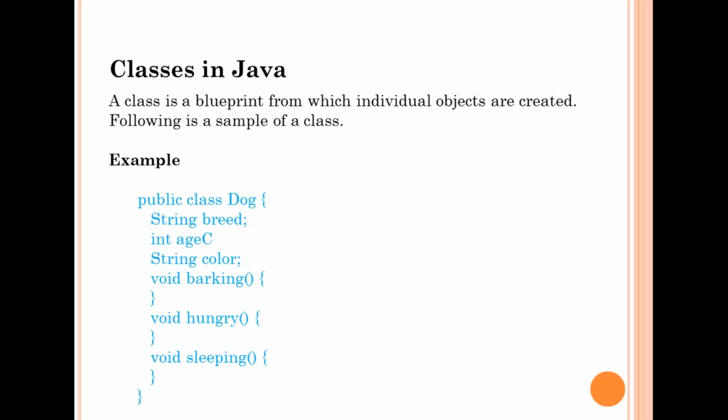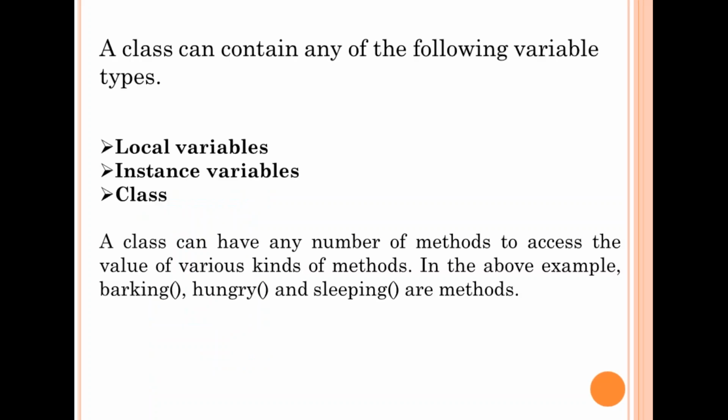A class can contain any of the following variable types. Local variables: variables defined inside methods, constructors, or blocks are called local variables. The variable will be declared and initialized within the method, and the variable will be destroyed when the method has completed.